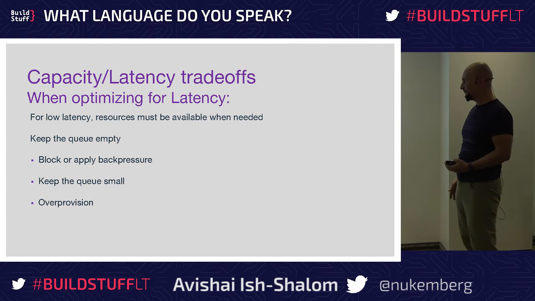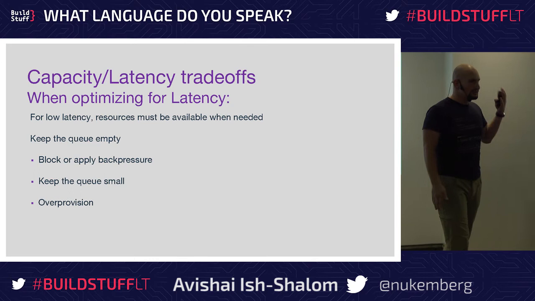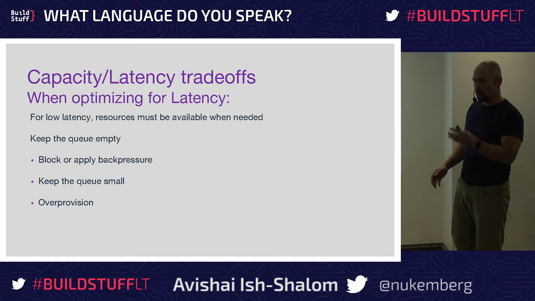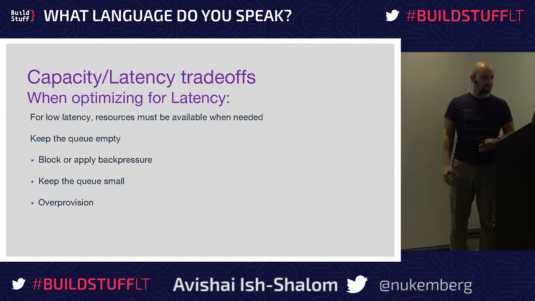Okay? Because we want resources to be available whenever work comes into the queue. Okay? How do we do this? First of all, we block or apply back pressure to keep the load low, or at least lower than what we can handle. Remember, we want to have overcapacity. And we over-provision. We use more threads, more calls, more machines, and so on.